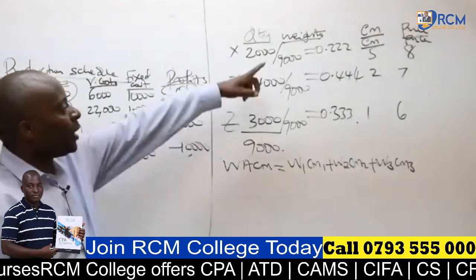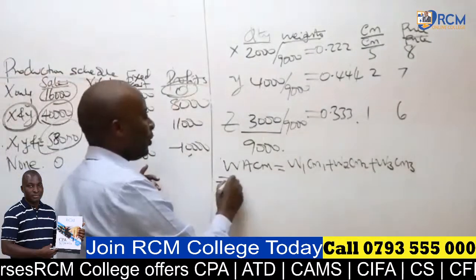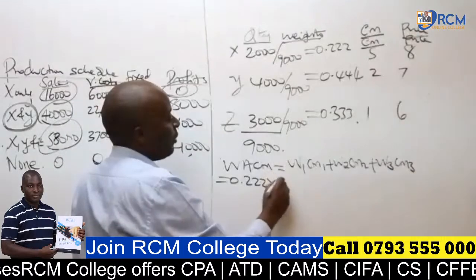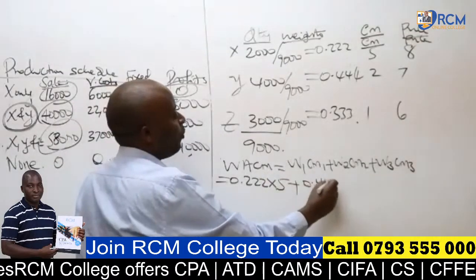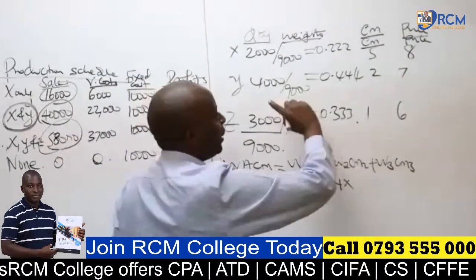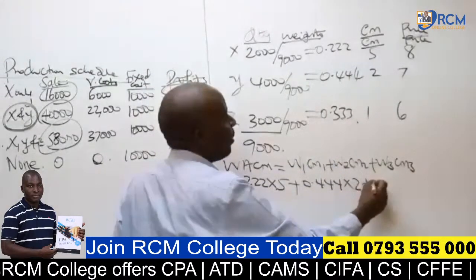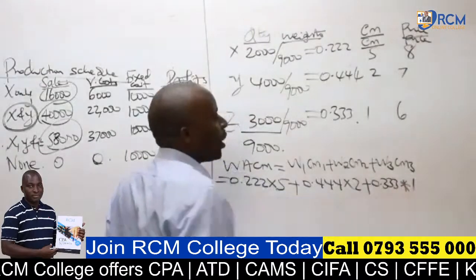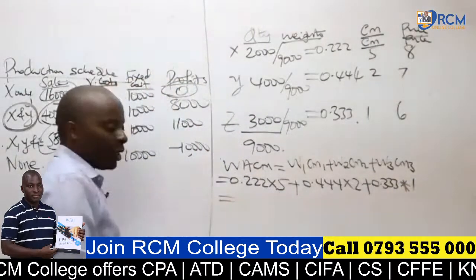So the weights are given there. The weight of the first product is 0.222, times contribution margin 1, which is 5, plus 0.444 times contribution margin 2, which is 2, plus 0.333 times contribution margin 3, which is 1. If that is the case, can somebody give me this WACM?